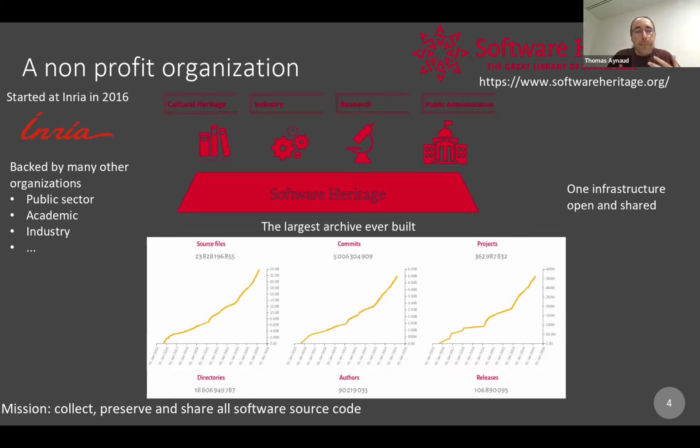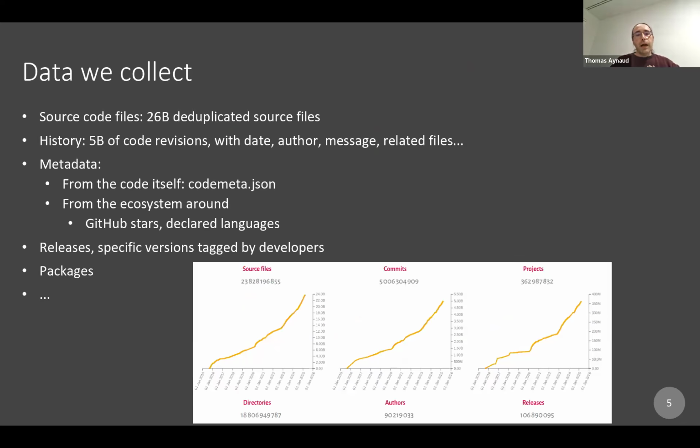Today, we have a lot of source files archived, in fact 26 billion, and we store a lot of things. It's one infrastructure that is open and shared with everyone, because it's more efficient to have one infrastructure and to open it to everyone. So the data we collect. At first, we collect the source code files. Today, we have 26 billion deduplicated source files archived inside Software Heritage.